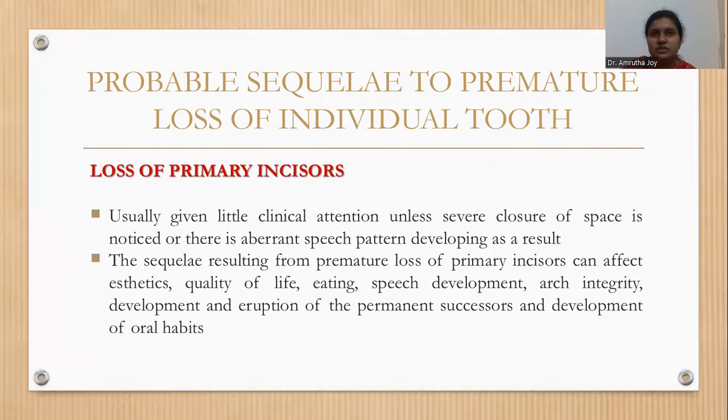And of course it will affect speech or phonetics, because if the anterior teeth are missing, there is a chance of developing lisping. Then it will affect the self-esteem of the child. The child may fear to smile or pronounce some words, because others will humiliate him or her. So these are the sequelae of losing primary incisors.